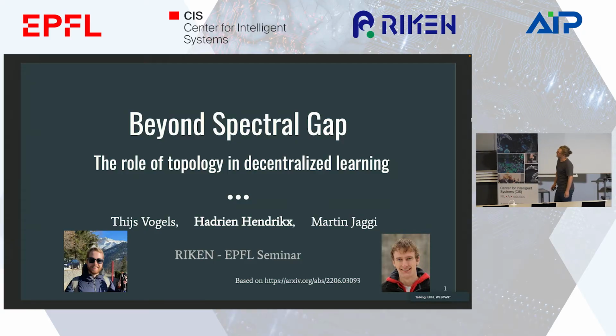So today, I'll talk to you a little bit about decentralized learning, so how to learn with a numerous number of agents and when data is distributed, and in particular, the role of topology in decentralized learning, which is like when you have several agents, how they're connected. And in particular, I will be interested in going beyond the usual measure of difficulty in these graphs, which is the spectral gap. So this is joint work with Thijs Vogels and Martin.